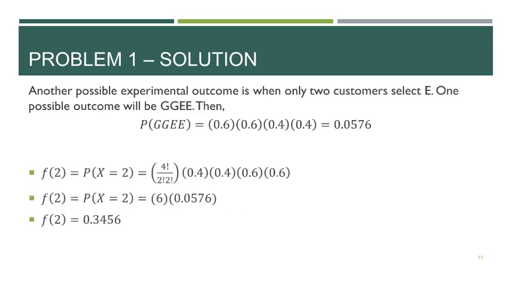Another possible experimental outcome is when only two customers select E. One possible outcome will be G, G, E, E. Then, its probability is 0.0576. We then calculate the number of possible arrangements when there are two Es selected. That is 4 factorial divided by the product of 2 factorial and 2 factorial, which is equal to 6. We multiply this value to our previously calculated probability, which is 0.0576. Therefore, the probability that two customers select energy-efficient refrigerators is 0.3456.